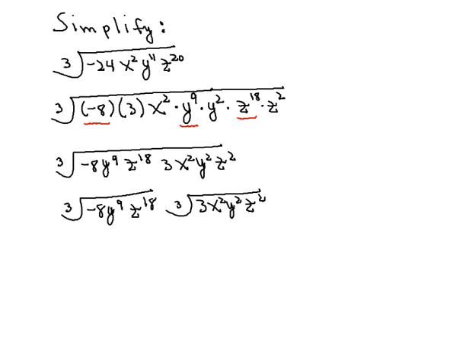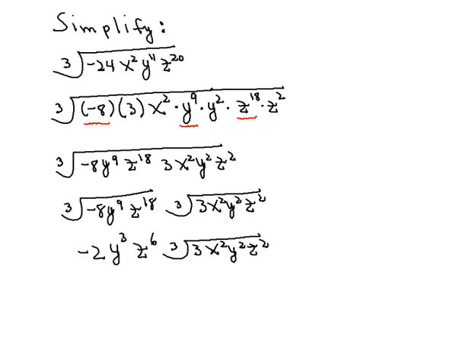So the cube root of negative 8 will then become negative 2. The cube root of y to the 9th will be y to the 3rd, dividing 9 by 3. And the cube root of z to the 18th will be z to the 6th. And so then that is all multiplied by the cube root of 3 x squared, y squared, z squared.